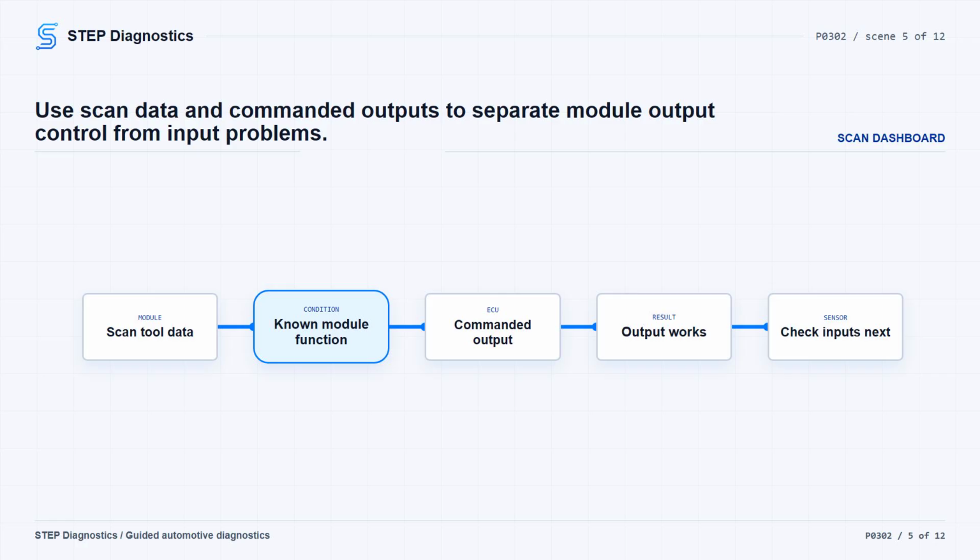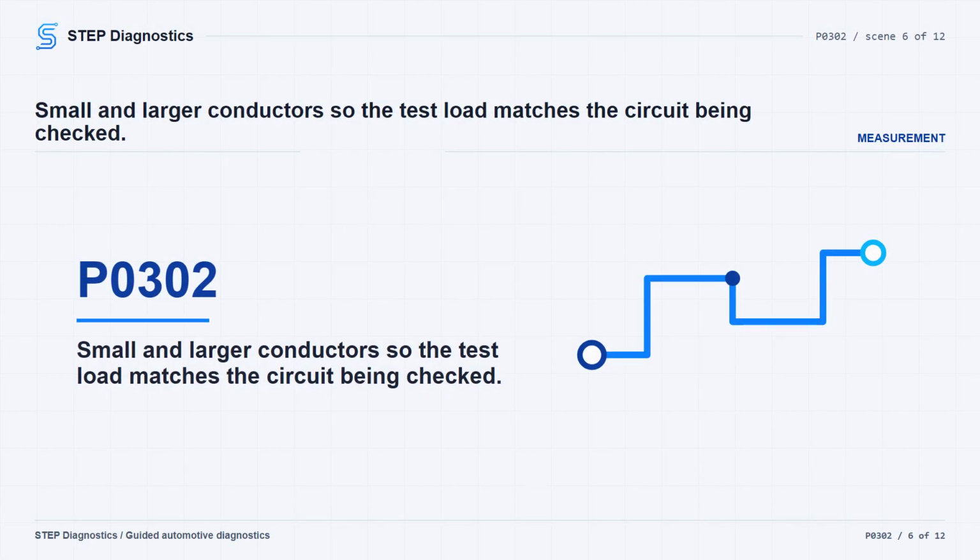When checking module switching circuits, use output state control to activate components. If the output switching works normally, shift your attention back to the module inputs. Do not apply power or ground directly to module switched components with jumper wires unless the exact test directs it. For circuit loading, match the load to the circuit you are testing.